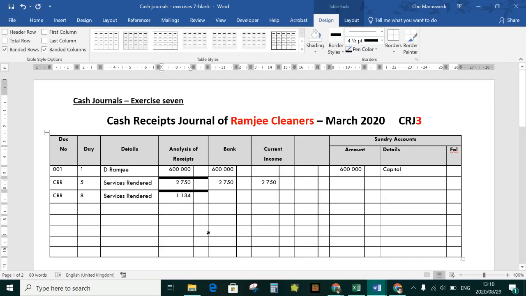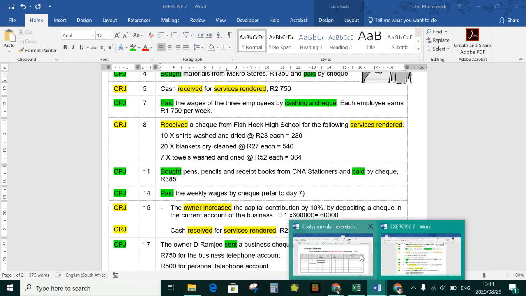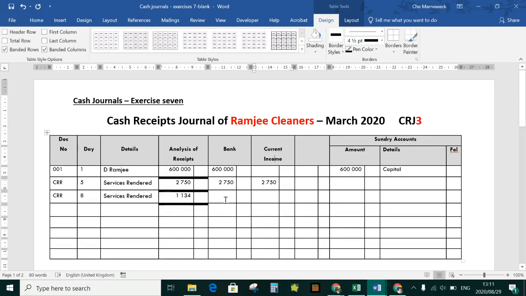1,134 Rand goes into analysis of receipts. Do we receive more money on day 8? No, we don't. So we underline. It's the end of day 8. We deposit the money into our bank account, and it's for current income. We then move on to the very next transaction for the cash receipts journal.